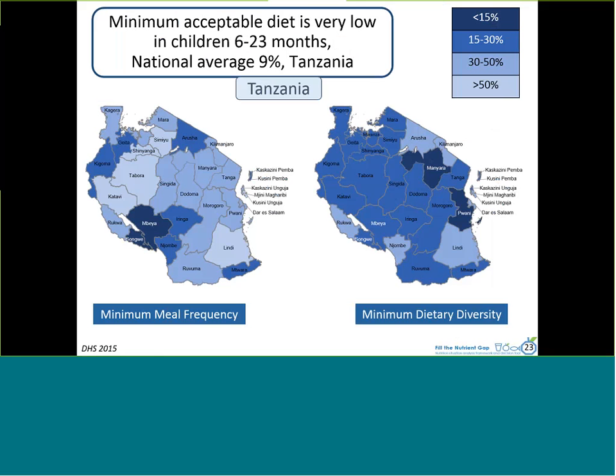Now, traditionally, when we see low minimum acceptable diets and low minimum dietary diversity, the traditional response has been to think about IYCF practices, nutrition education, and things like that. And whilst this is very important, one of the things that we found in Tanzania is the role that affordability plays in accessing a nutritious diet. As we had seen earlier, 59% of households cannot afford a diet that meets nutrient needs. If at the household level you can't afford a nutritious diet, it's also highly likely that it's difficult for children to meet their nutrient needs.